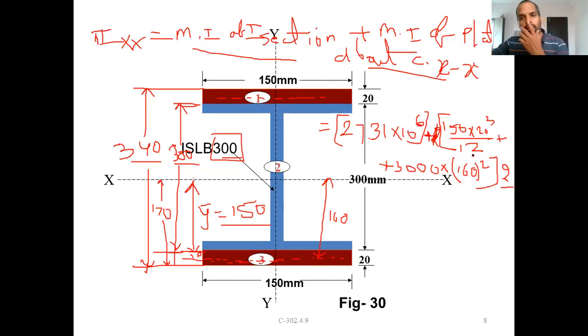Right, this is for one plate. If you want 2 plates, they are at the same distance from the x axis, so you can multiply with the 2 and stop writing again. But this is a single I section moment of inertia. Don't multiply 2 with this one, because there are no 2 sections, only one I section is there.